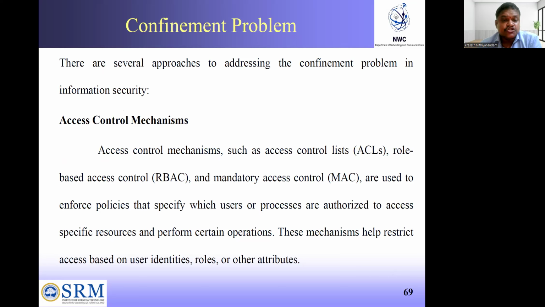And the next one is access control mechanisms. Several mechanisms help to address the confinement problem. The first one is the access control list, which defines who can access which resources and perform which actions. The next one is role-based access control, which assigns permissions based on user roles, restricting functions accordingly.